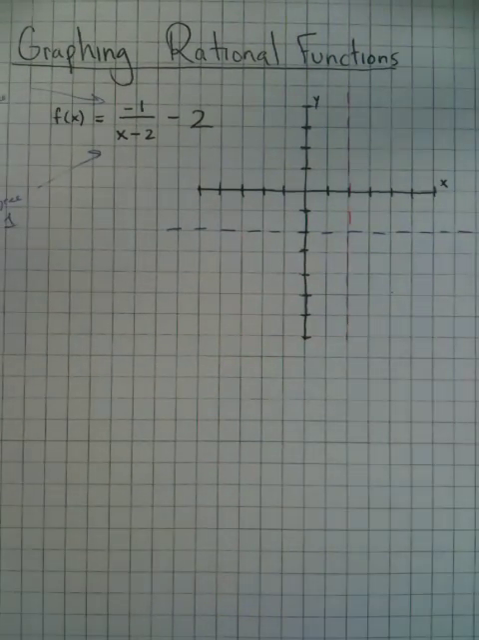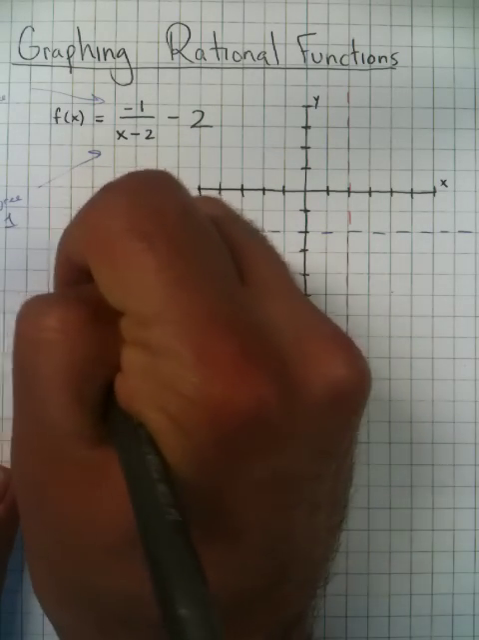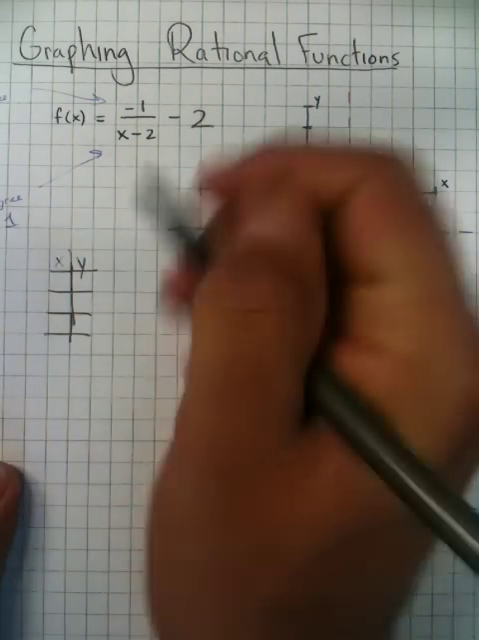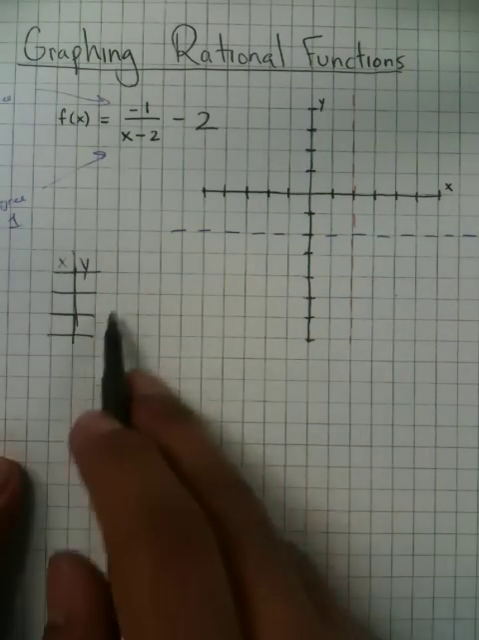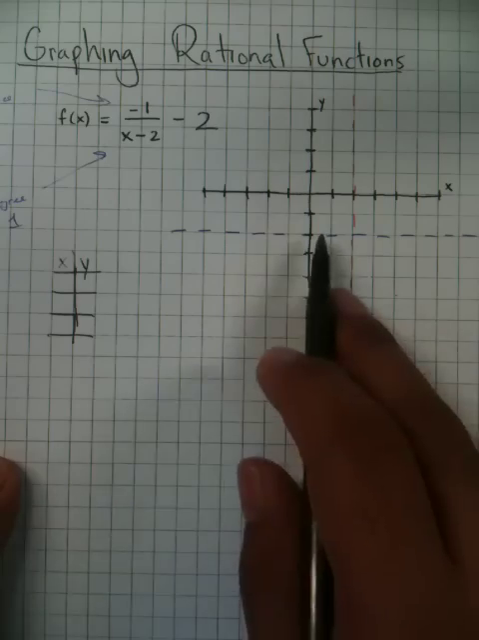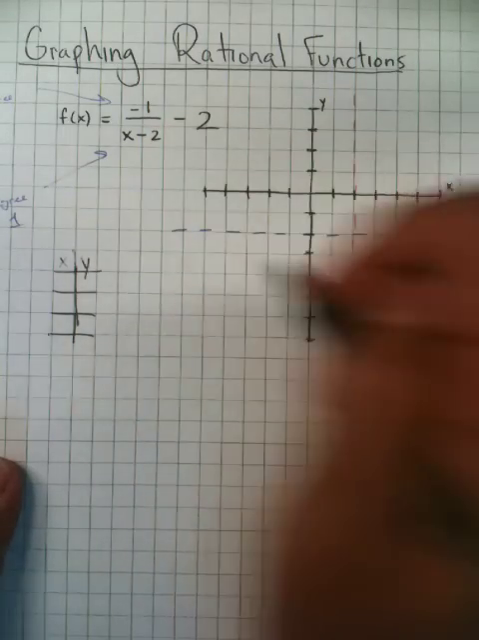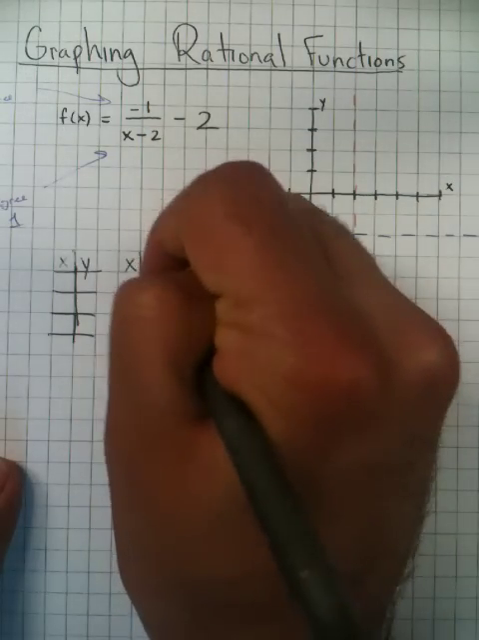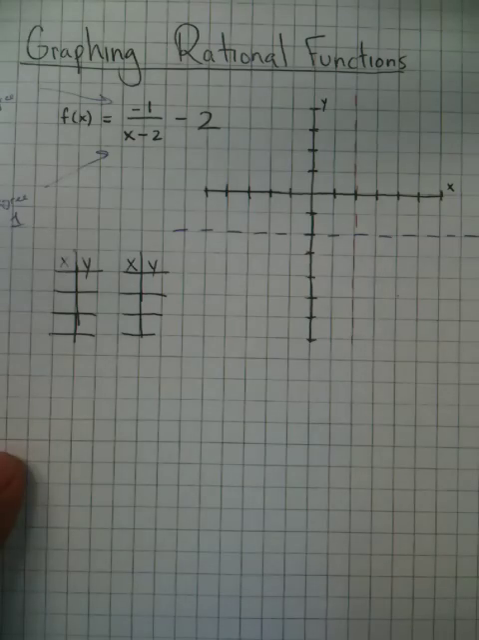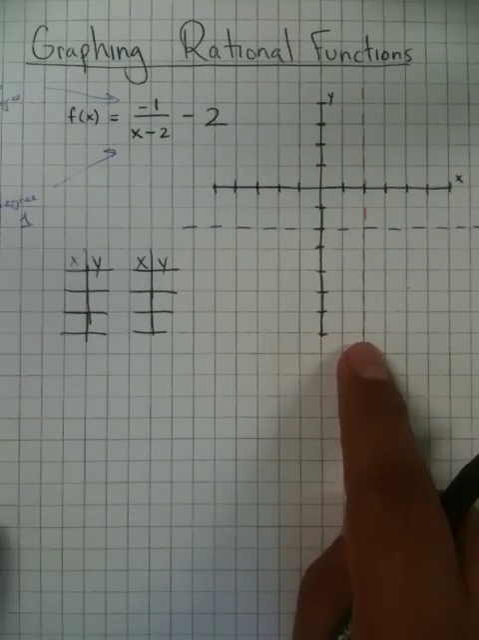Now to find the rest of the graph, you're going to use tables just like you have before. You're going to set up an input and output system. I recommend you set inputs on the left of the red dotted line and on the right of the red dotted line. So you're basically going to have two sets of inputs and outputs. Small numbers are fine. Closest numbers to this red vertical asymptote are typically better.